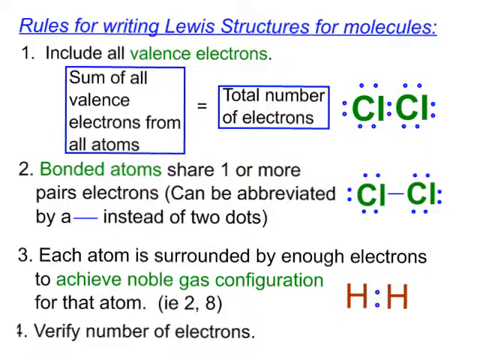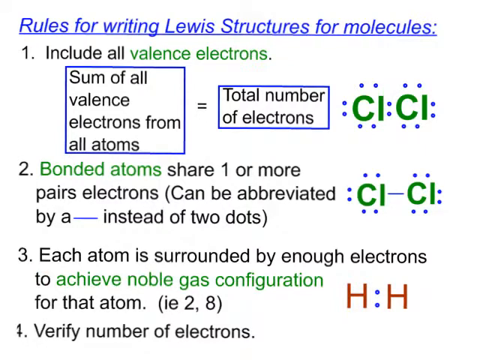Here's rule number 2. Bonded atoms share 1 or more pairs of electrons, and we can abbreviate the bond with a dash like this instead of with 2 dots, so you can see it either way. Both ways are fine. The dash is quicker and easier to write when molecules get more complicated. Here we have a chlorine atom and a chlorine atom, and we've abbreviated their bonded electron pair with this dash.